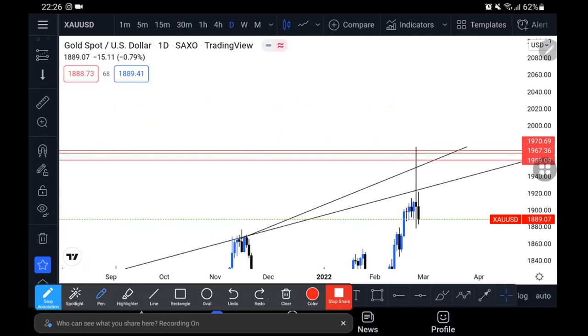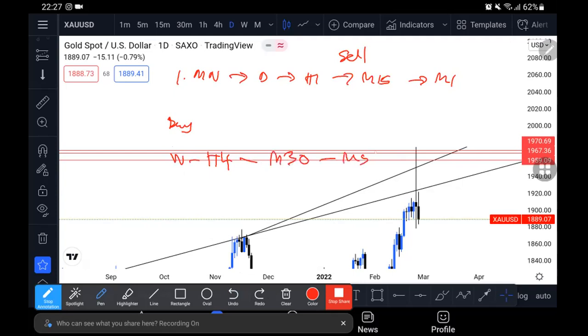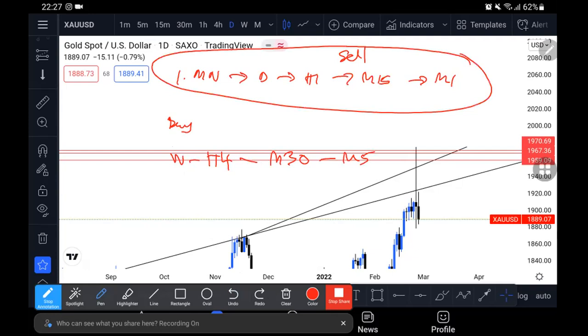So when we have a time frame order, just simply use it like this. So this one is for sell, right? Because we are taking the sell from the monthly. So this is one for sell, and this is for buy. Weekly, H4, M30, M5. So this is where they're gonna find their entry.